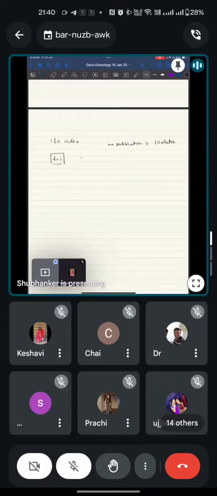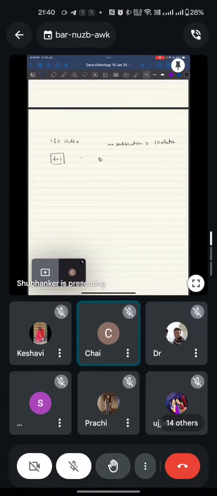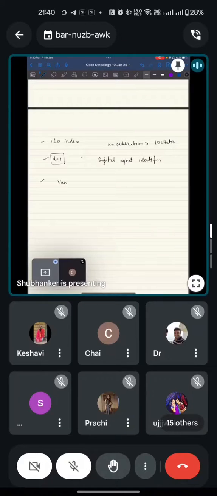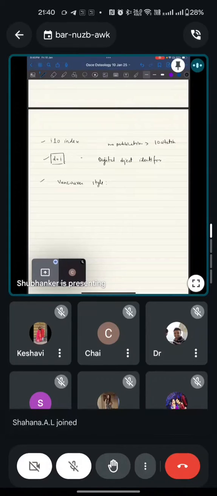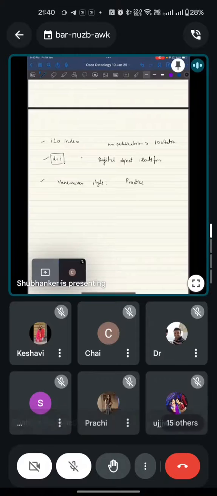Now there is one full form by the name of DOI. Can somebody take a try? What is the full form of DOI? Digital Object Identifier. Great. Third question will be your Vancouver style. I'm sorry if I made any spelling mistake in Vancouver. Please go through it. Please practice it once.